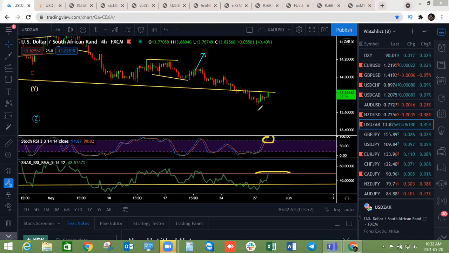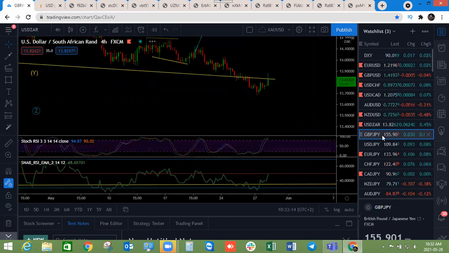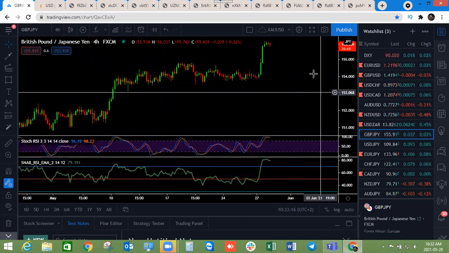So as it is now, we're not showing a setup, we're showing continuation to the downside. Remember, I'm not only showing you setups, sometimes I'm just showing you direction. In this case, US dollar is still going to continue to the downside. So if I'm just showing you direction, that means the trade may not necessarily have a good risk to reward ratio, even if we know where it's going. Okay.